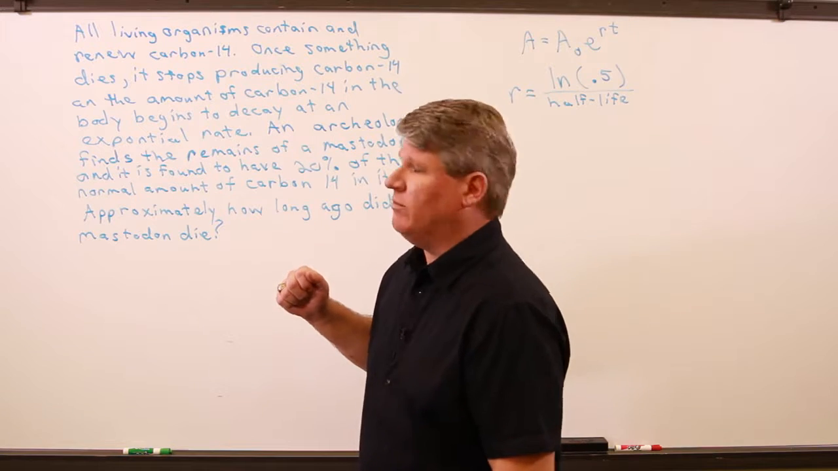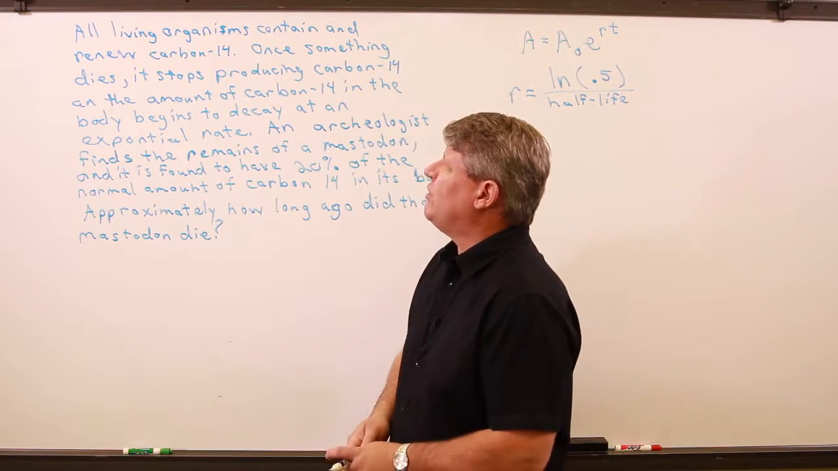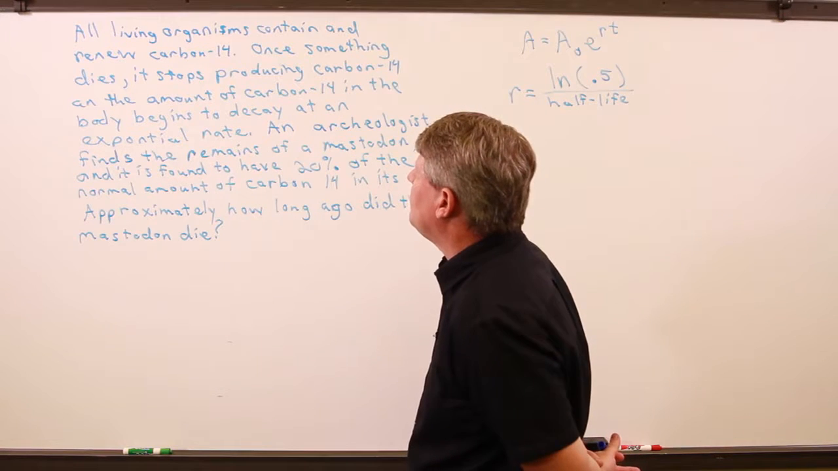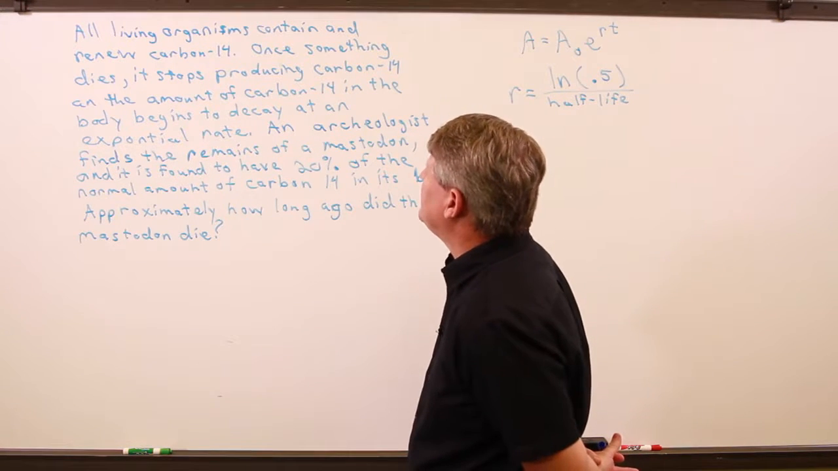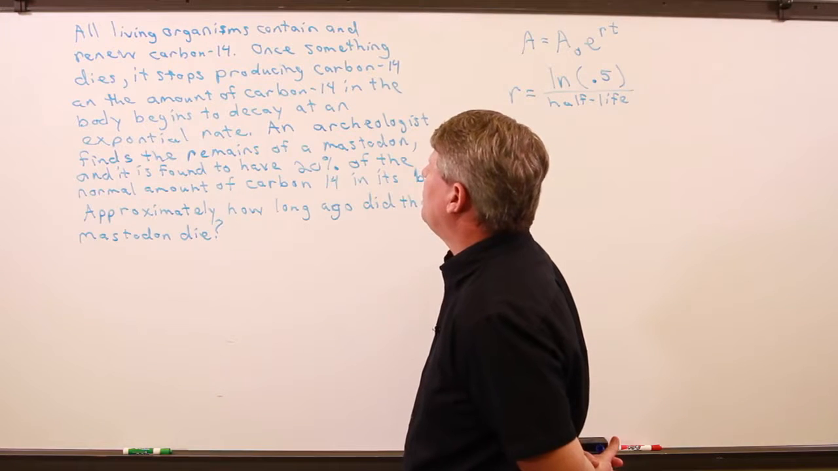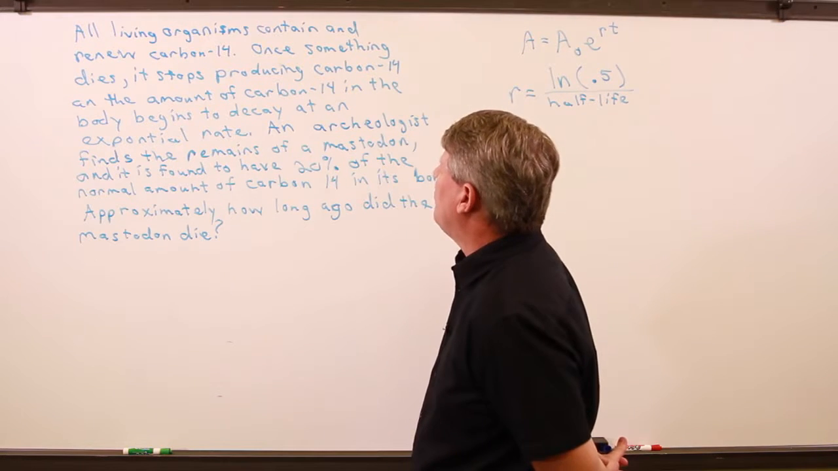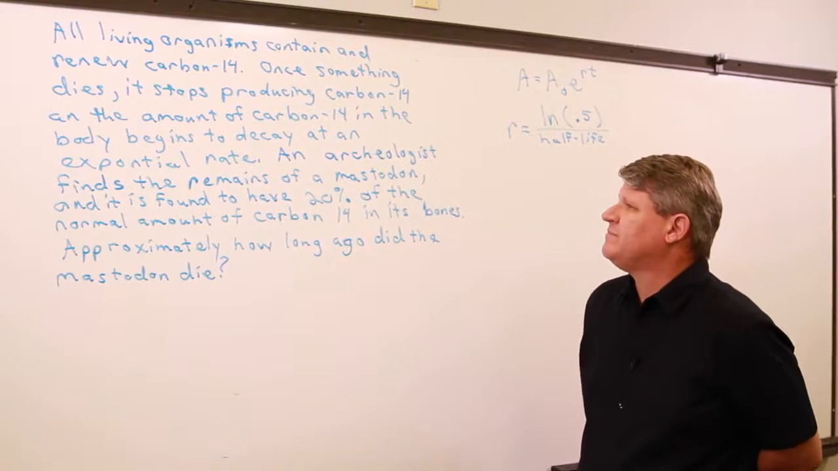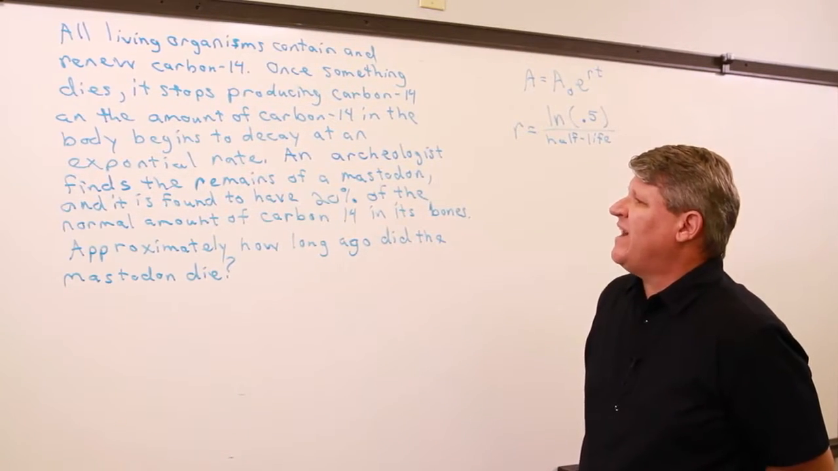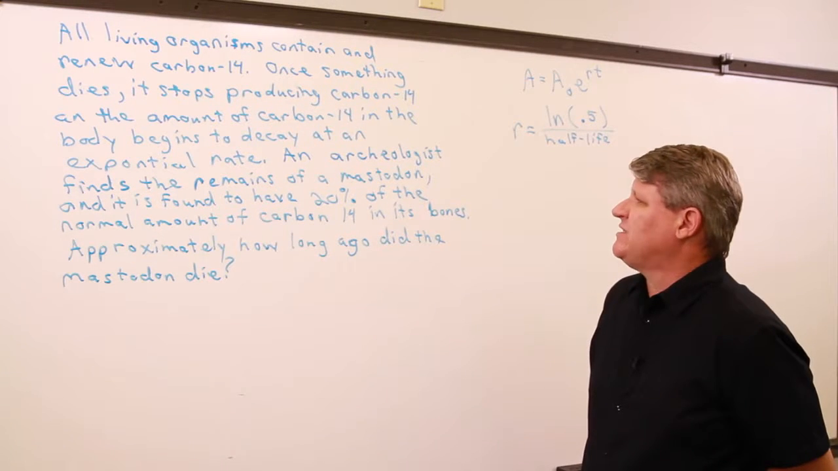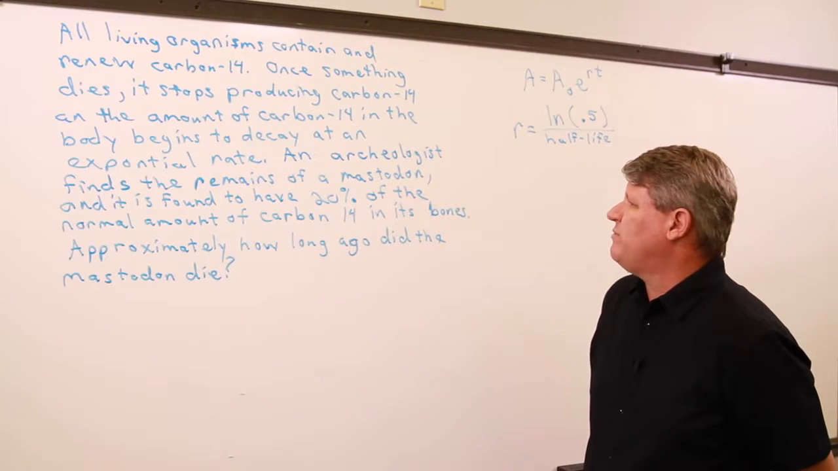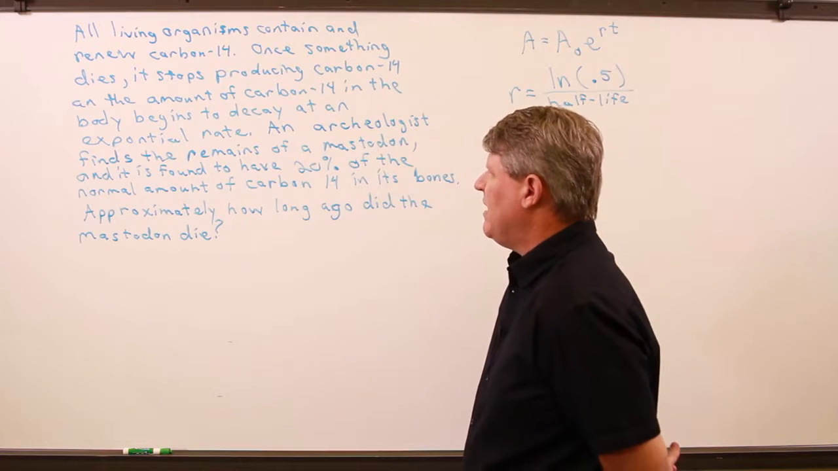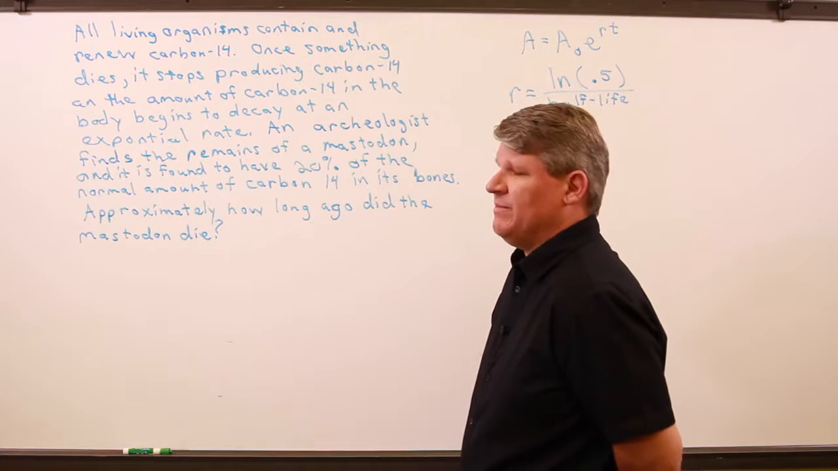We have to solve this word problem. This problem says that all living organisms contain and renew carbon-14. Once something dies, it stops producing carbon-14, and the amount of carbon-14 in the body begins to decay at an exponential rate. An archaeologist finds the remains of a mastodon, and it is found to have 20% of the normal amount of carbon-14 in its bones. Approximately how long ago did the mastodon die?